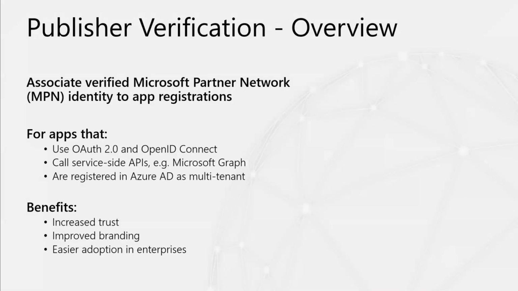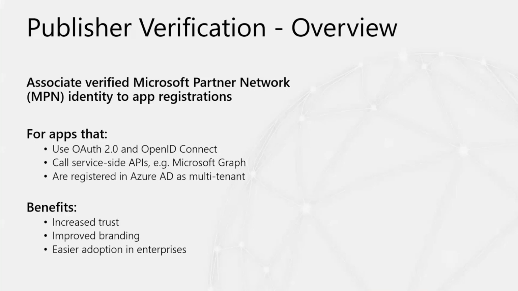So what you'll be able to do is take that verified identity that you already have and associate it with your app registrations in Azure AD. Now, this can be done with any app registration, but it is most relevant for apps that use OAuth and OpenID Connect to sign users in and request access to data using Microsoft consumer accounts or Azure AD accounts on the organizational side, as well as apps that call server-side APIs like Microsoft Graph, and for apps that are registered in Azure AD as multi-tenant.